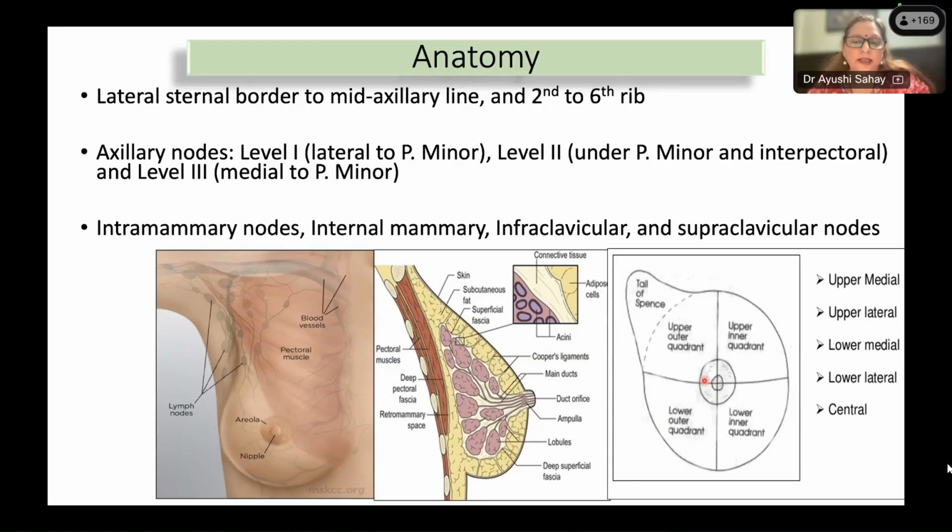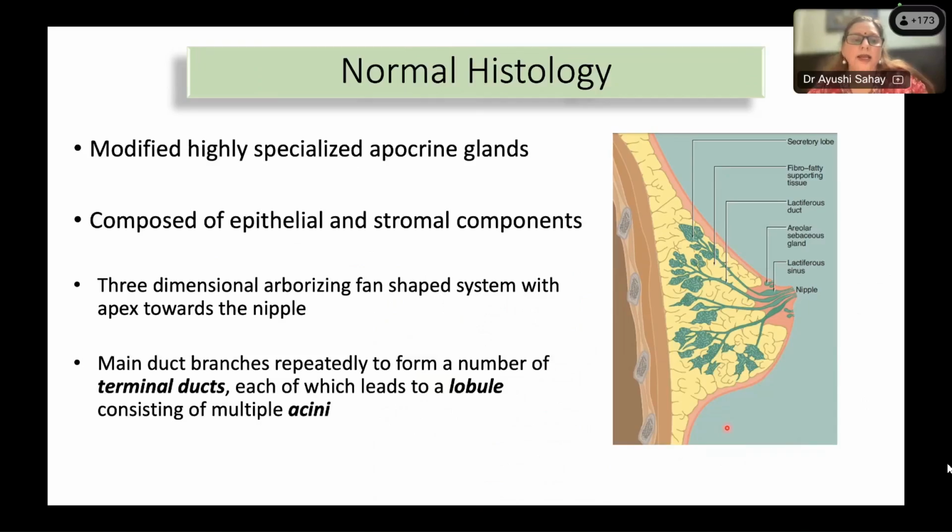The reason that the majority of lesions or tumors occur in the upper outer quadrant is that this is the area where the majority of the lobules are located. And as I said, it's a modified sweat gland. So it is composed of highly specialized apocrine glands, which have epithelial and stromal components. And it is a three-dimensional structure, with the lobules terminating into ductules, which terminate from the lactiferous sinus onto the nipple.